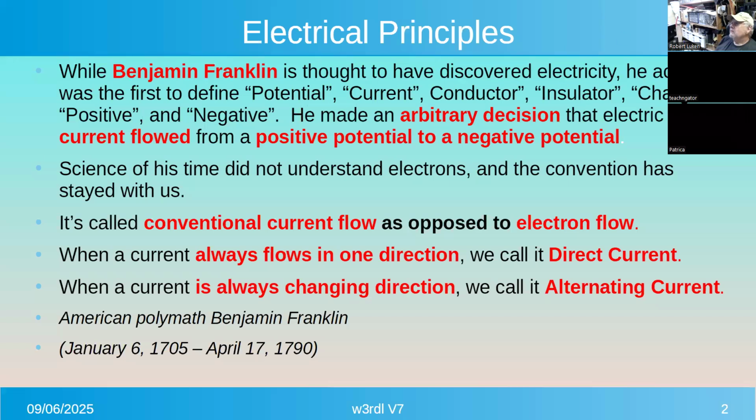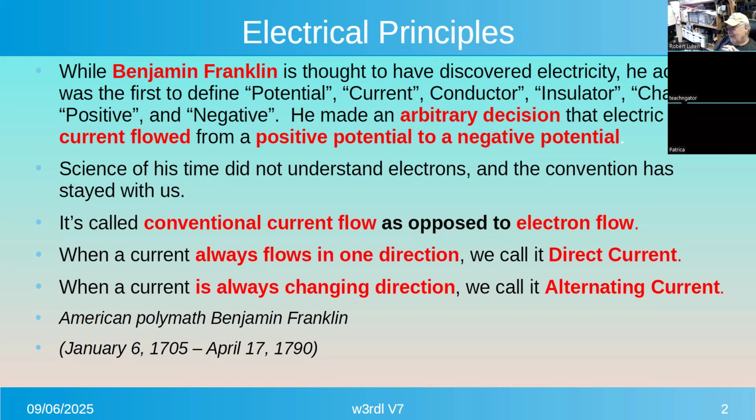Thanks to old Benjamin Franklin, we have a lot of things we're stuck with. He is the one that decided arbitrarily, because they didn't know any better, that current flowed from positive to negative. And we call that conventional current flow as opposed to electron flow, which is the opposite direction. Well, he had a 50-50 chance.